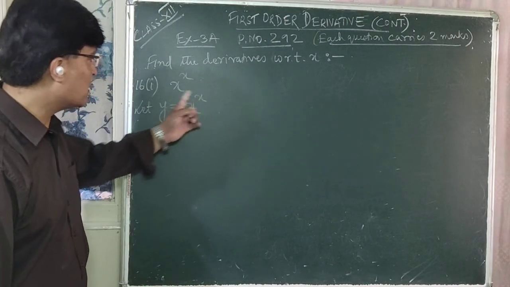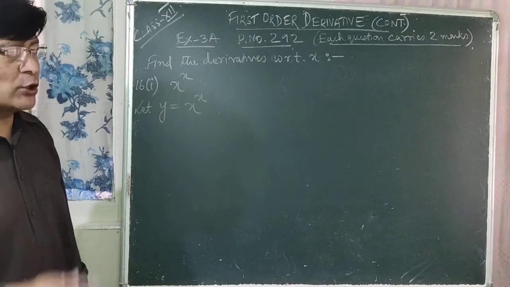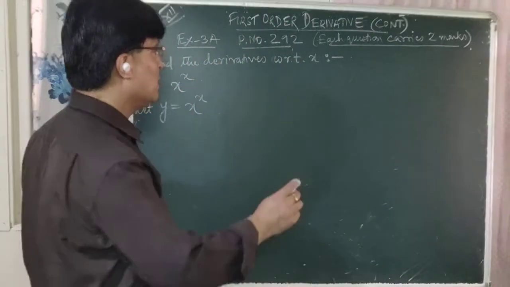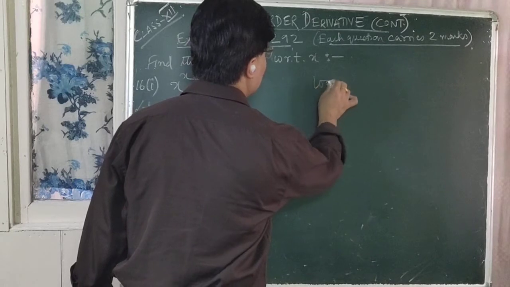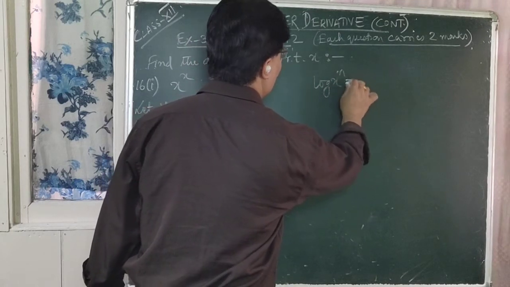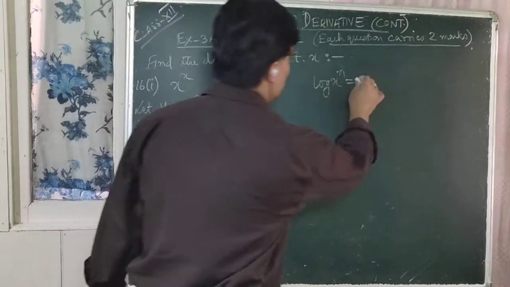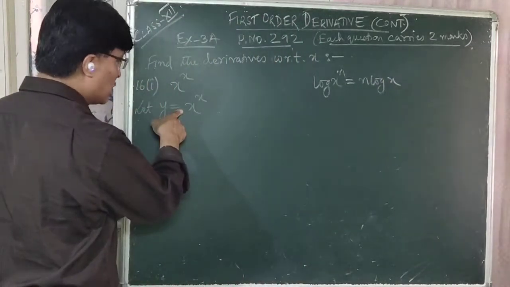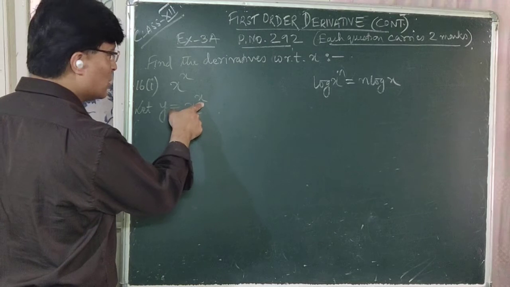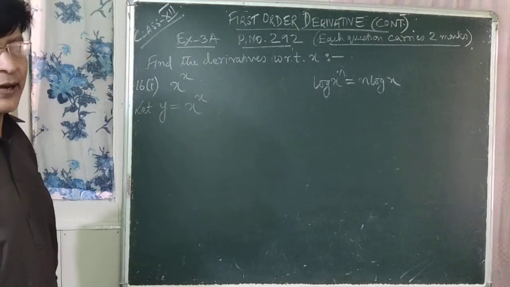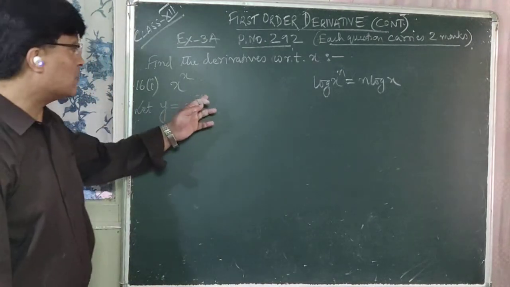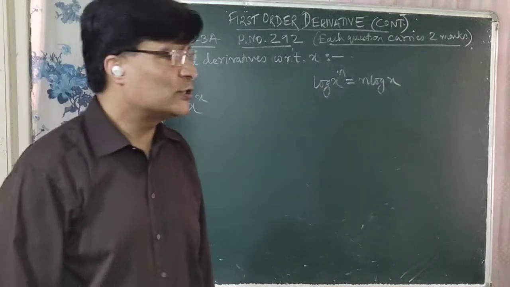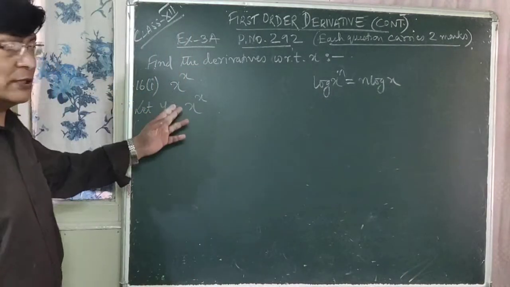This power should be taken in the front. Okay? So how can you take that power in the front? You have to take log, isn't it? Because you know the properties of logarithm, that is log x to the power n is equal to n log x, right? So if you write log before x to the power x, this power x comes in the front of log, isn't it? So you have to take logarithm in this case.